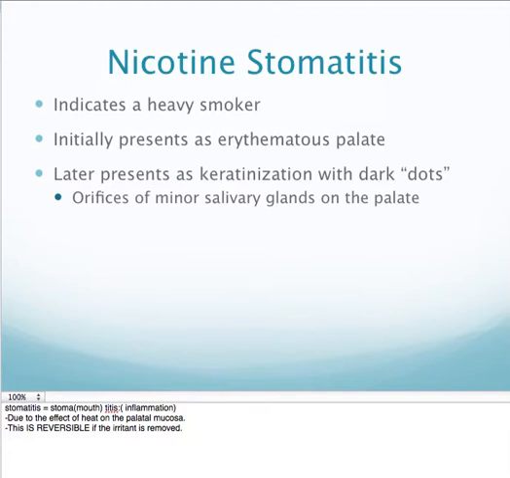And then you have nicotine stomatitis. This is when you see little red dots on the palate, and it's due to the effective heat from the cigarettes on the palatal mucosa. It indicates that the person is a heavy smoker. It usually presents as erythematous palate. Later presents as keratinization with dark dots, or orifices or holes of minor salivary glands on the palate. Is nicotine stomatitis reversible? Yes, it is reversible once the patient stops smoking.